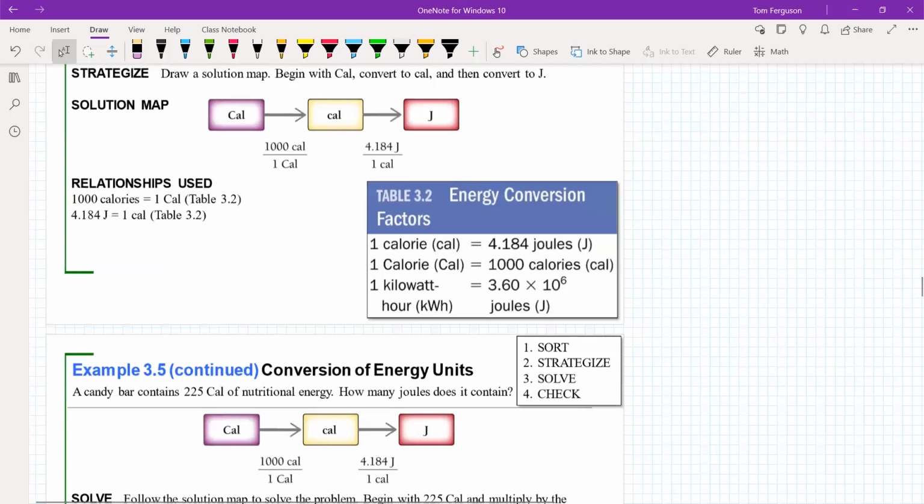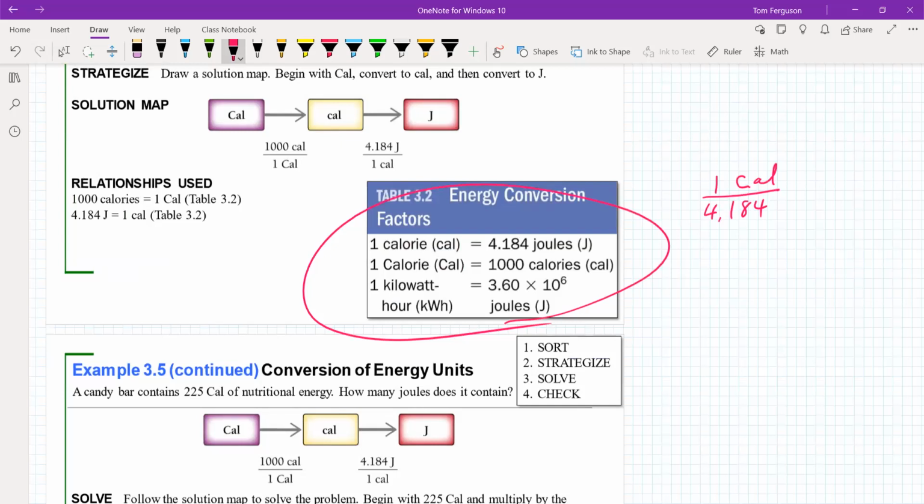Okay, so here's some conversion factors. Remember, whenever you have an equal sign, that's two conversion factors. So we can have always two conversion factors.